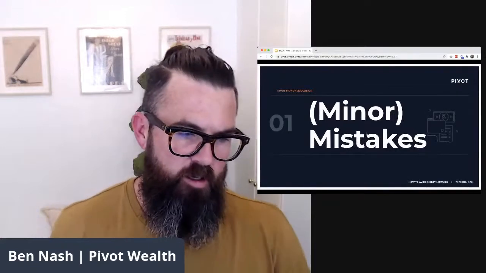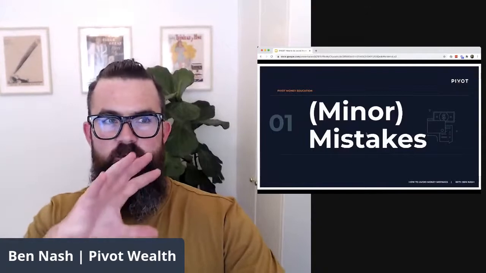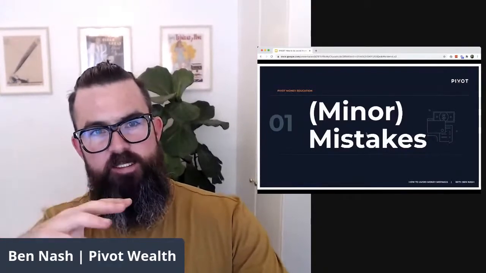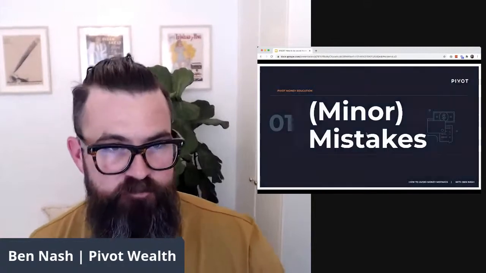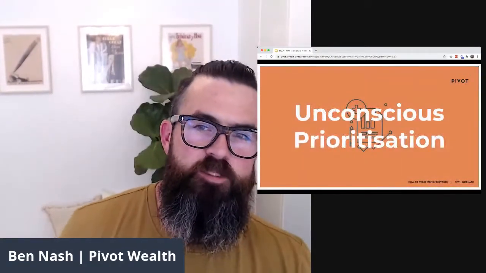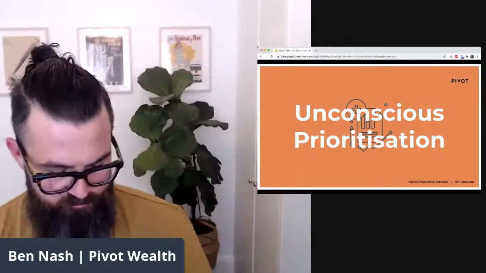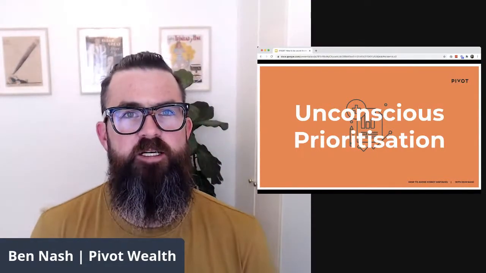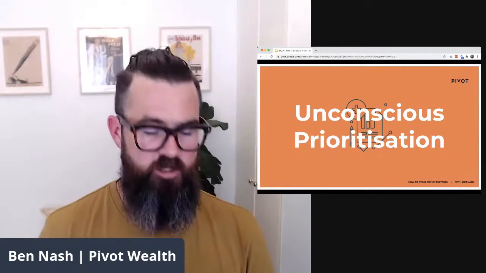But before we get there, I'm going to go through some mistakes, and I've actually separated the mistakes into 3 categories. I've got some minor mistakes, then I'm going to go through some of the major mistakes, and then I'm going to talk a little bit about some of the myths. Now, the first one when it comes to the minor mistakes is unconscious prioritization. And unconscious prioritization is essentially, well, like prioritizing in the moment.